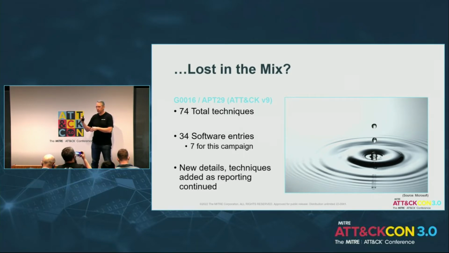The 50 techniques were still there, but now they were part of a broader list of 70 that went back several years. Same with the malware. Now we had 23 software entries in total. At the same time, additional reporting was still coming out about not only SolarWinds in and of itself, but also what the actors were doing outside and after SolarWinds. And that was all being added to the G0016 APT29 entry.